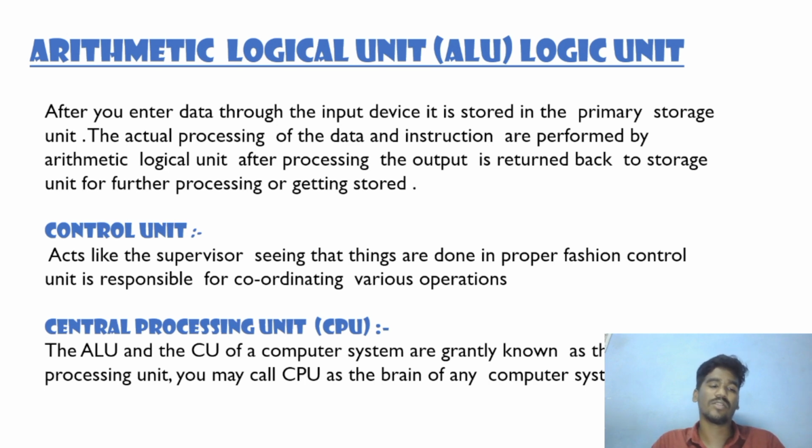And next, the central processing unit. The ALU and the CU of a computer system are together known as the central processing unit. You may call the CPU the brain of the computer. The CPU is the main essential piece of the computer. It helps to analyze the data and works as a supervisor in the computer. Without the CPU, the computer will not run properly.